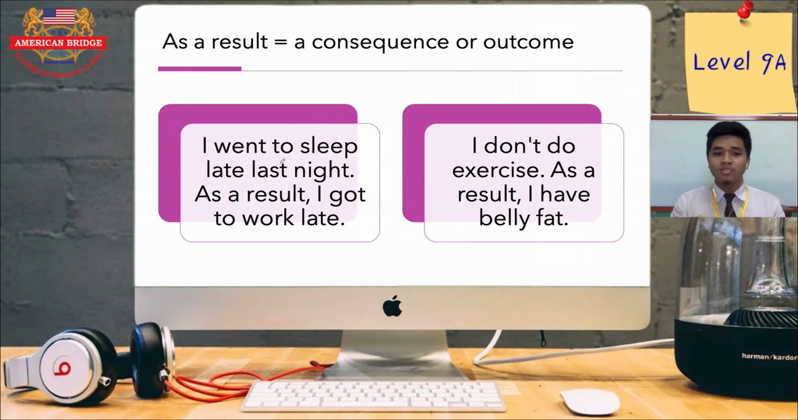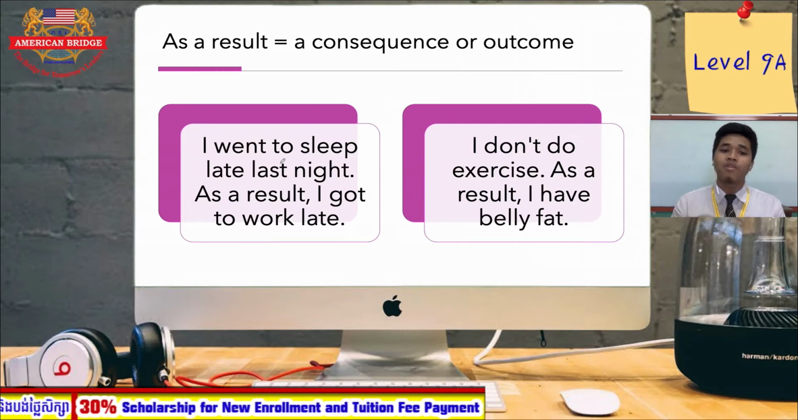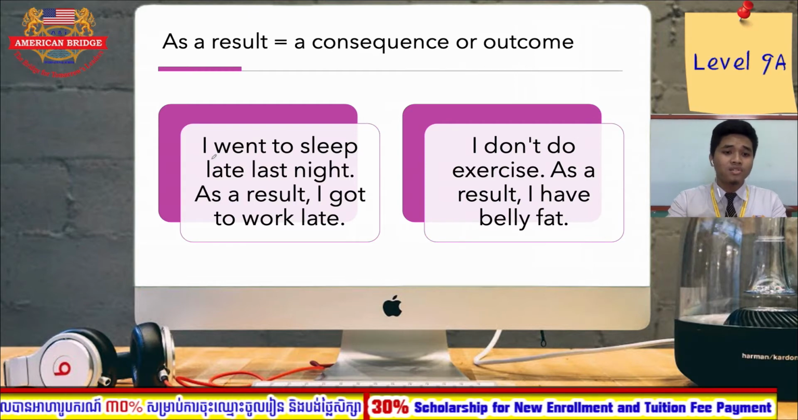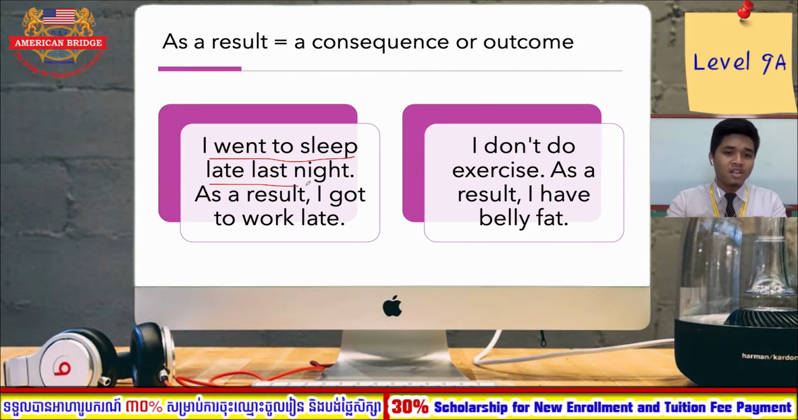I went to sleep late last night. As a result, I got to work late. So I went to sleep late last night is the cause that comes with the result: I got to work late. So the result here is the effects. So the words "as a result" signal the effects.